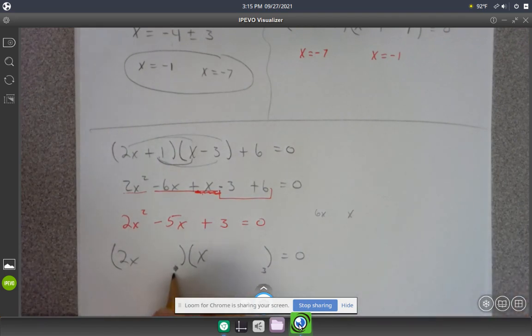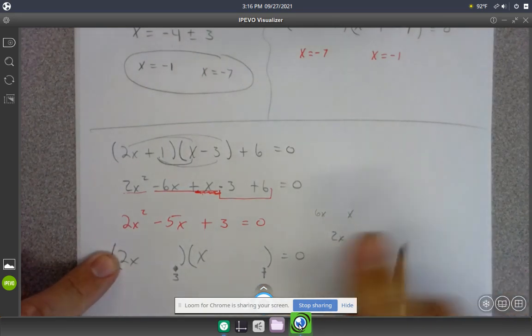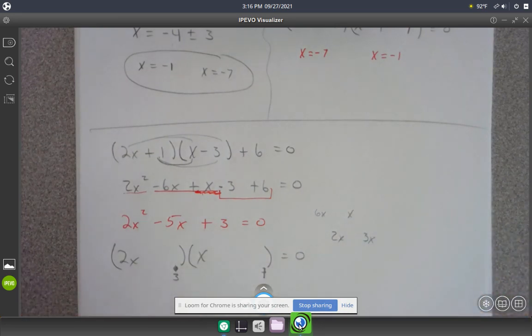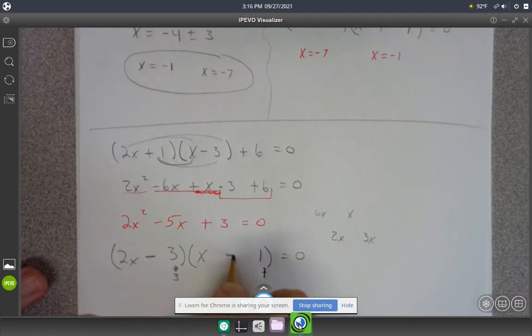It's going to be a 3 here and a 1 here. So this way I get a 2x and a 2x and a 1. So that would be 2x. And then here I get a 3x. But because we're combining these by addition instead of subtracting them, that's how I'm going to get my 5 in the middle. So it's going to be 2x minus 3 and x minus 1. Same signs, and they're both negative.